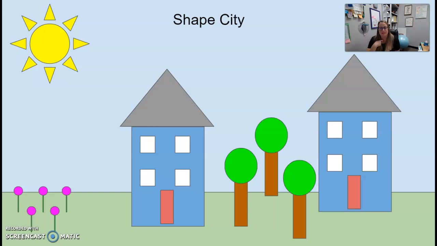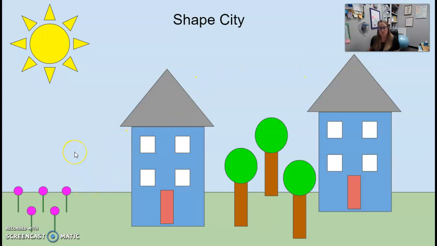So what are some things that you notice about Shape City? Well, I see 2 houses. There's one house and here's another house. I see 1, 2, 3 trees. I see 1, 2, 3, 4, 5 flowers. And I see a beautiful sun. But even though I see all those things, we're talking about math and we're talking about shapes. So what shapes do you actually see? I hope that you see some circles and some triangles and some squares and some rectangles.